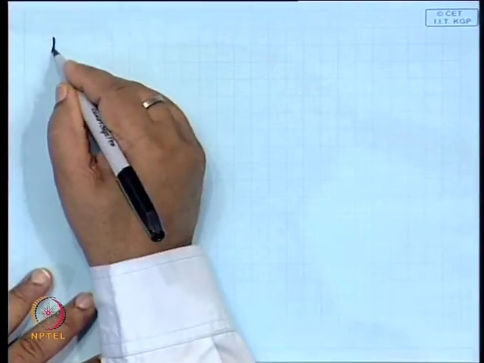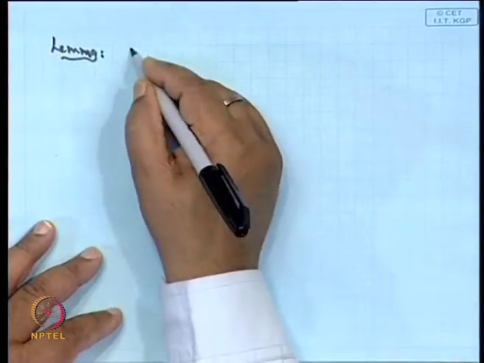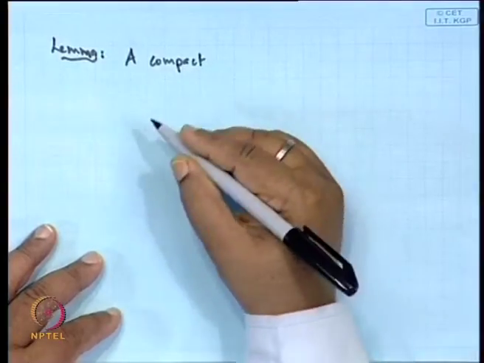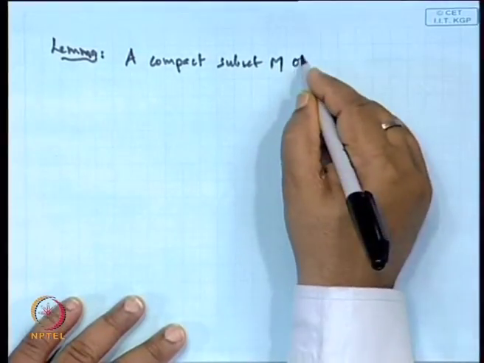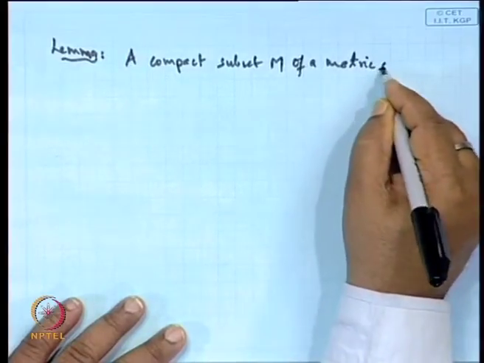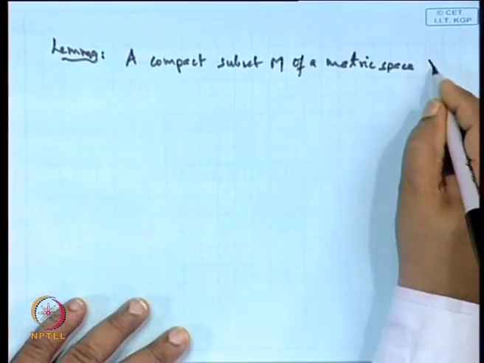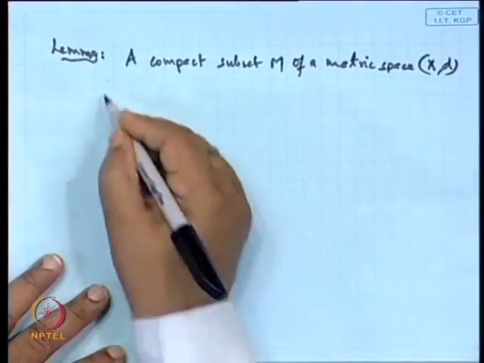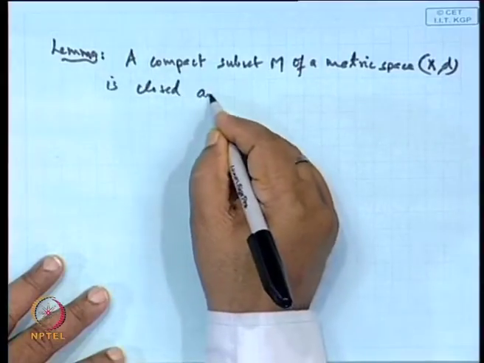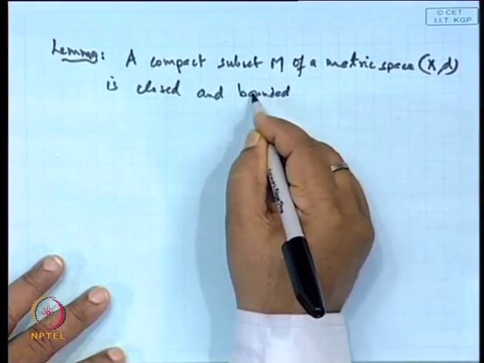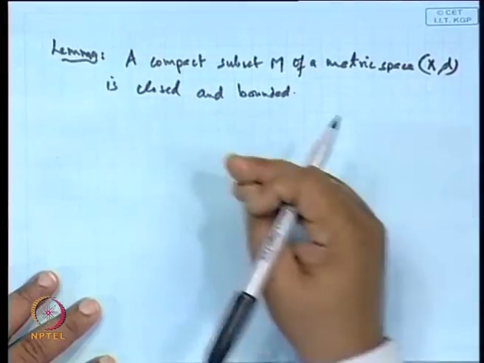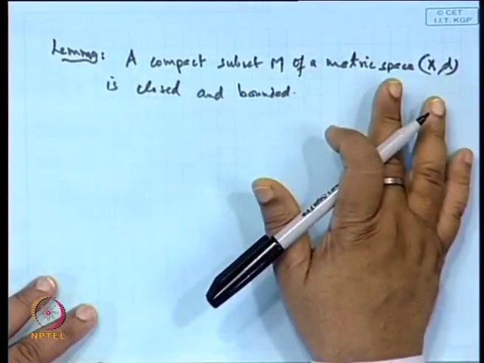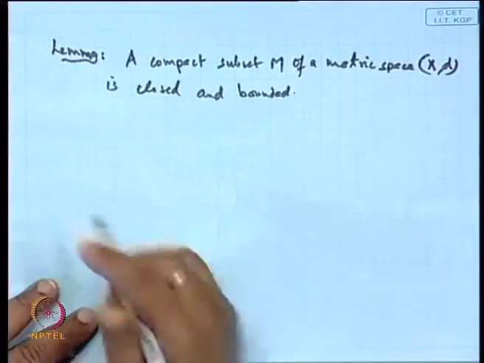Before going there, let us see one lemma that shows one way in a general metric space: a compact subset M of a metric space X is closed and bounded. So, this result is true for any arbitrary metric space, whether it is finite dimensional or infinite dimensional. A compact subset of a metric space will always be closed and bounded. The proof is like this.